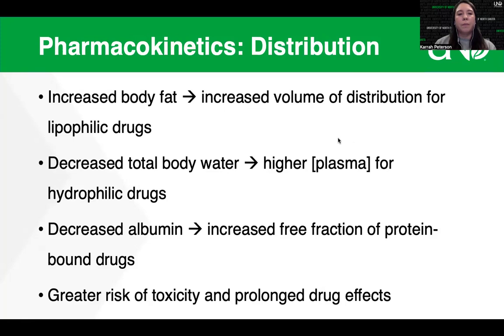For distribution, there's increased body fat, which can cause increased volume of distribution for lipophilic drugs; decreased total body water, which increases the plasma concentration for hydrophilic drugs; and decreased albumin, which increases the free fraction of protein-bound drugs. This can all lead to greater risk for toxicity and prolonged drug effects.